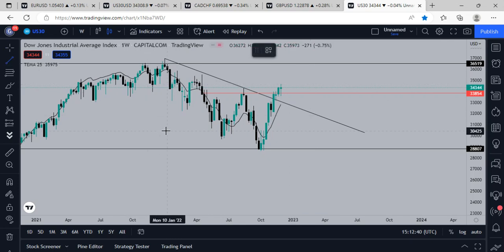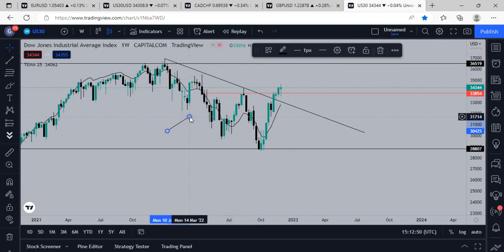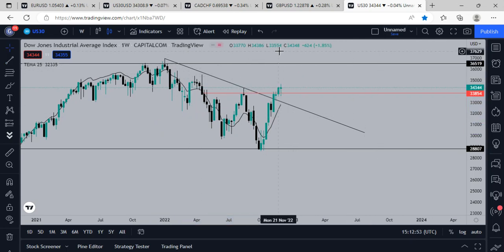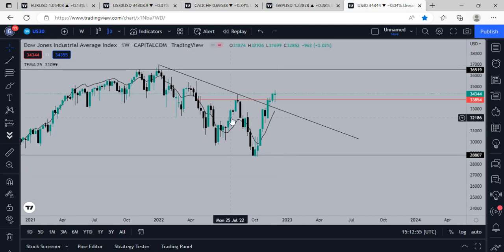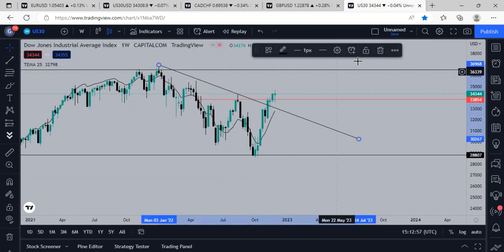If not, I am going to be expecting price to be buying all the way to this monthly resistance, and complete the 90% rule of the trend line. Again, I have explained that in my previous videos. And so that will be my target.